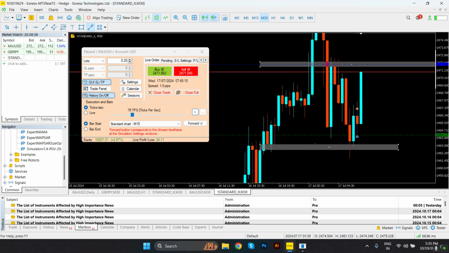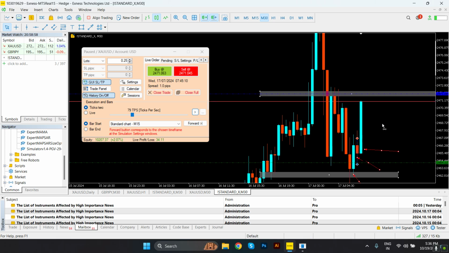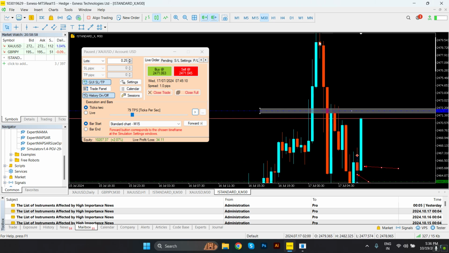Okay, so as you can see, this candle respected the low of this candle, right? This candle respected the low of its previous candle, and this candle respected the low of the previous candle, and it pushed up. Price likely is going to test this 2470 area, but I'm good with this trade.